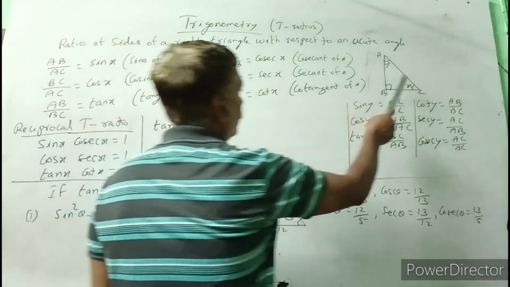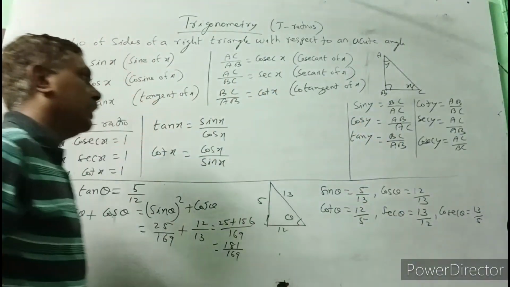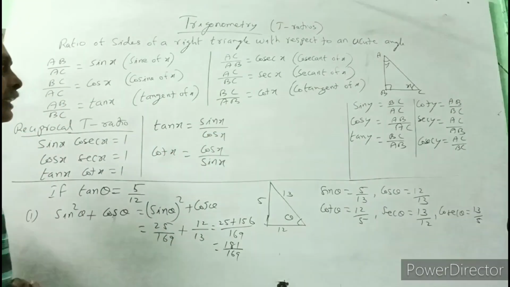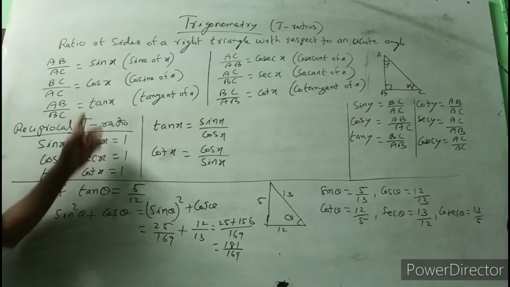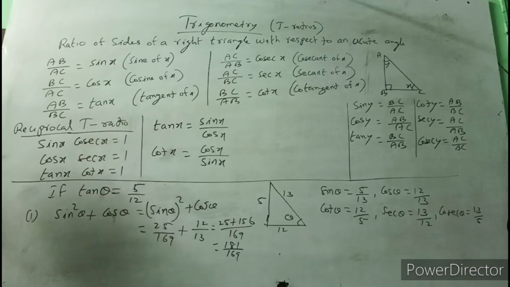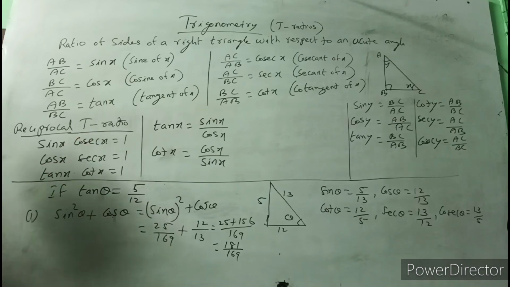Similarly, next, with respect to X, the ratio AB upon BC is called the tangent of the acute angle X. It is denoted by tan X. In short, everywhere you use the first 3 letters of the full name, tangent of X. So tangent is the opposite side upon the adjacent side of that acute angle X.